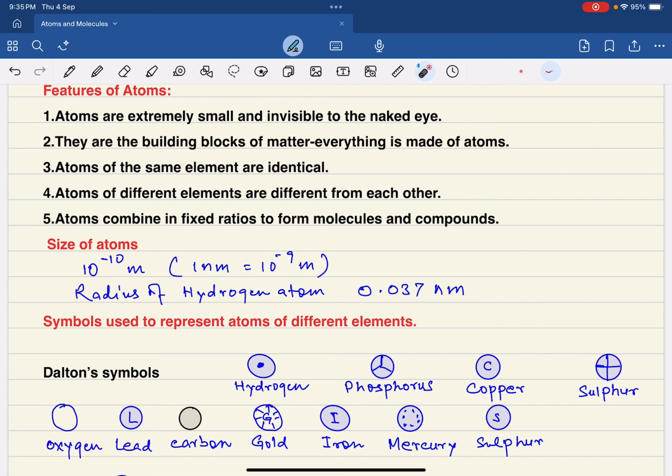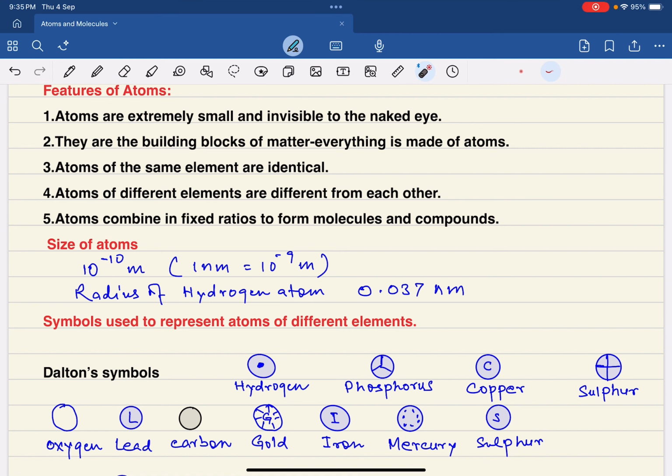Then how do we explain the entire chemistry? How to write the chemical formula? How to write compounds or names of ionic compounds? By knowing the symbols. So, first of all, the elements were represented by Dalton's symbols.